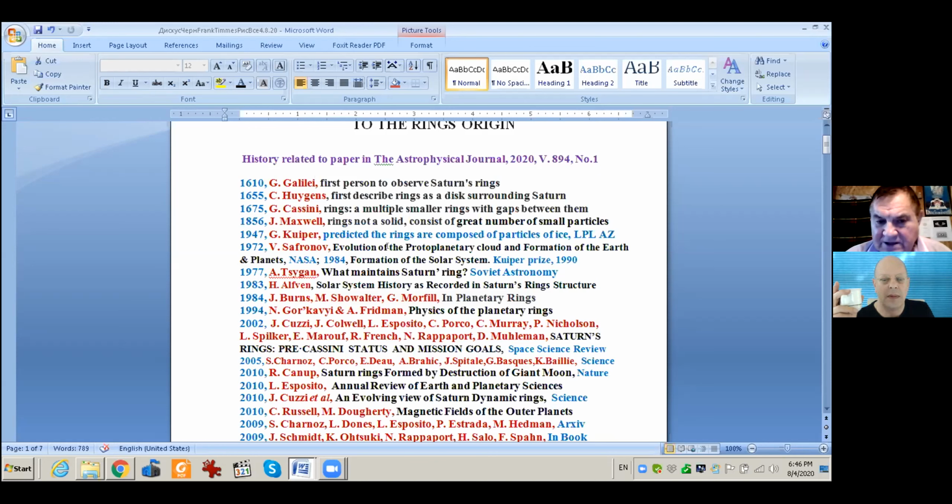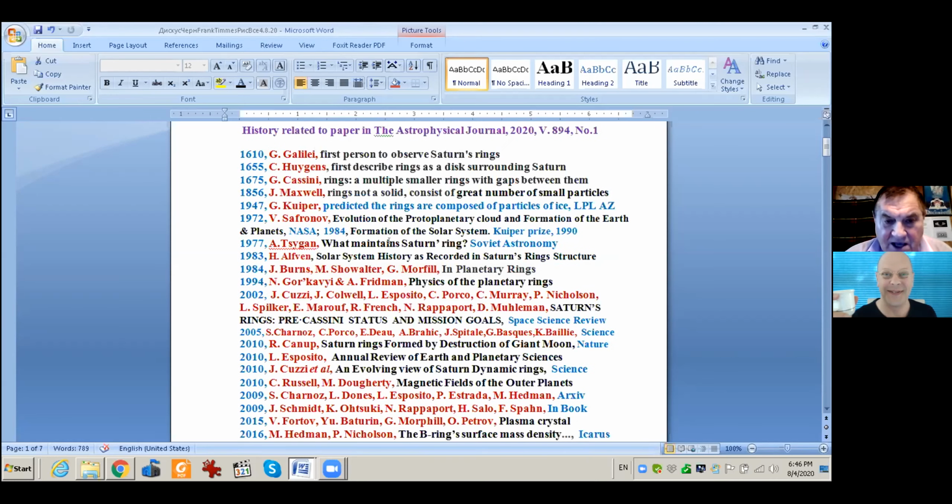Then Maxwell, James Clerk Maxwell, who is the founder of electromagnetic theory, said that rings consist of a great number of small particles. Then the famous Gerard Kuiper, in 1947, predicted the rings are composed of particles of ice. Certainly there were a lot of people in between, but I'm talking just about people who related in my mind to our particle, to our paper.